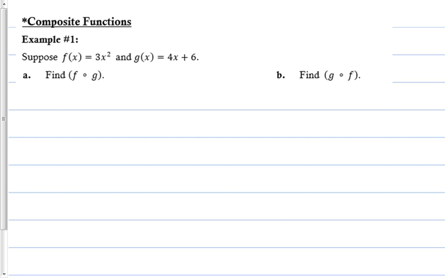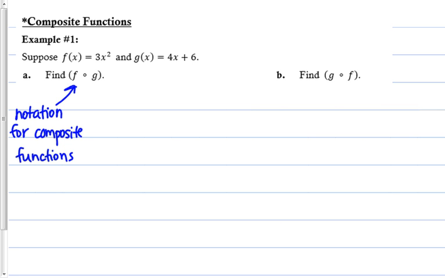So example 1, suppose f of x equals 3x squared and g of x equals 4x plus 6. Now this is the notation for a composite function. They're asking me to make a new function out of f and g. Let me finish writing this. Okay, so f of g, or f composed with g, basically.